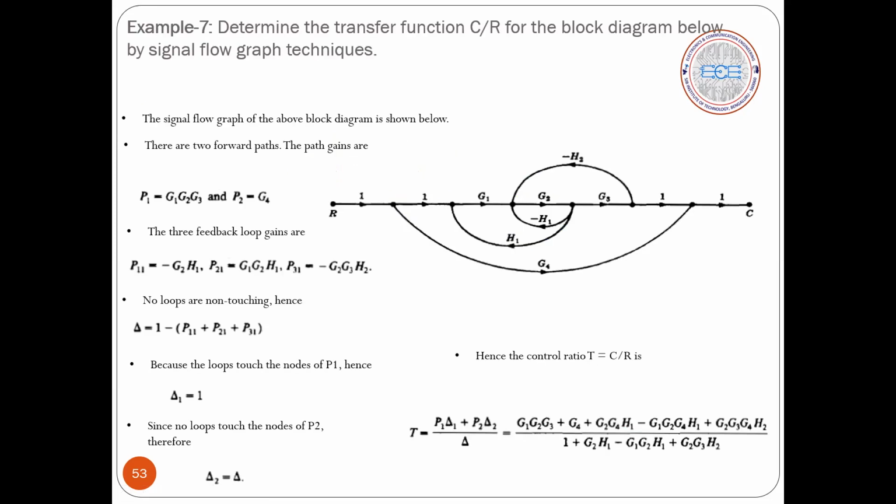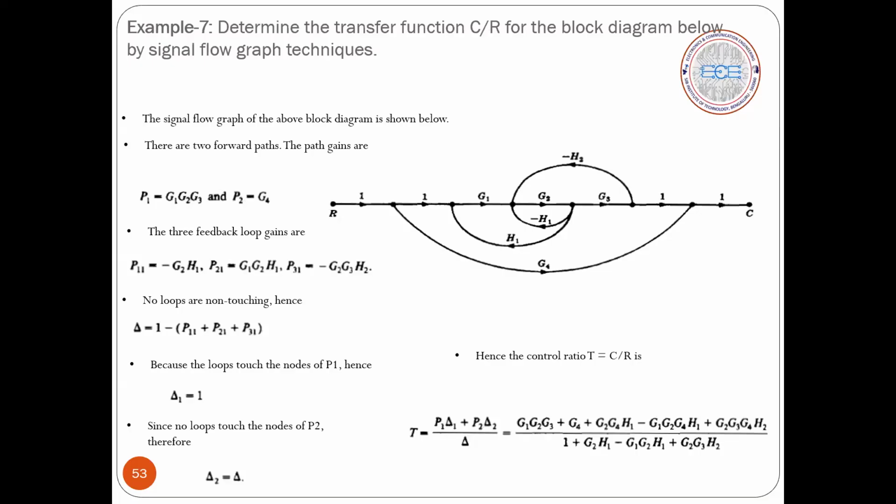Okay, next example. We have to determine the transfer function. The block diagram is, very sorry, I'll just stop at this stage. I'll continue this in the next class.